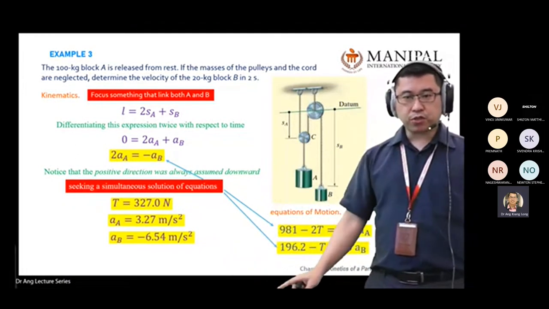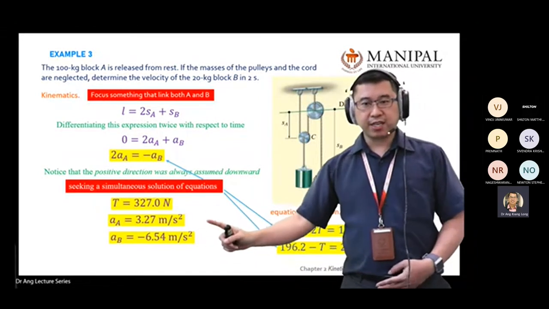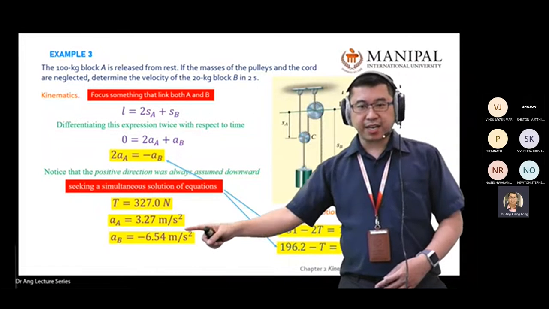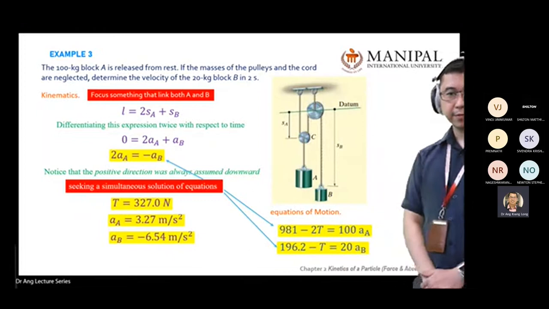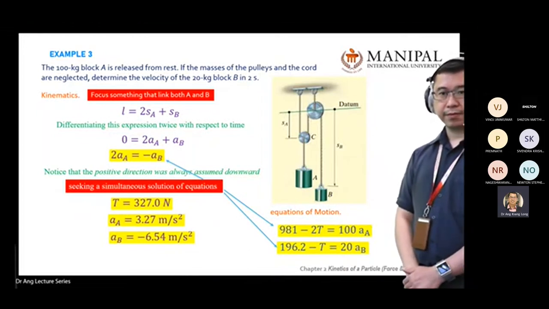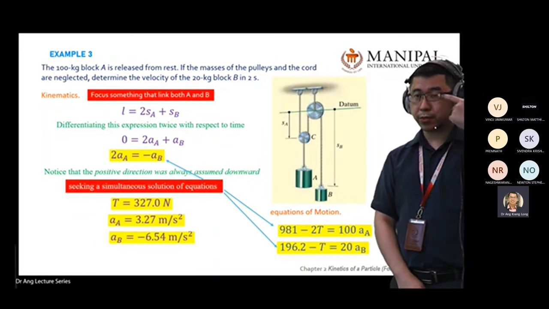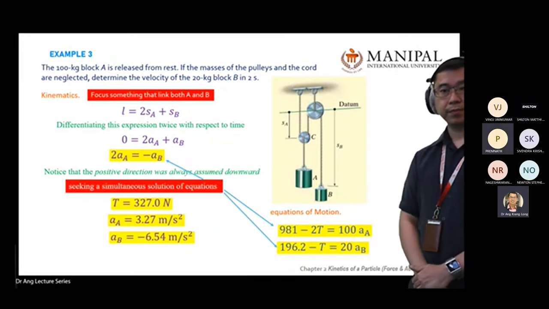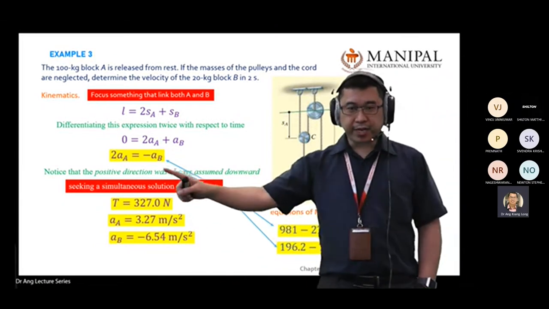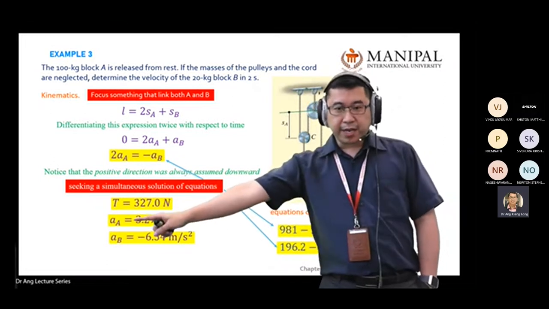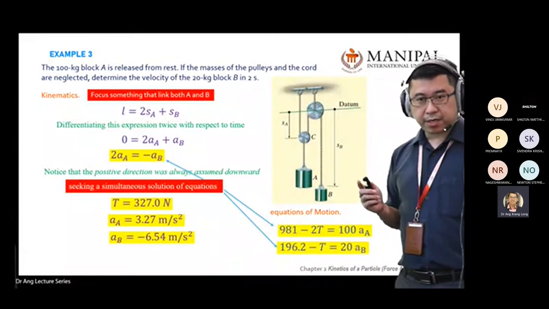Okay, any question so far? Any question you don't understand or you don't know how to get T, acceleration for object A, acceleration for B? Everyone good? No questions. Good. And remember, don't forget the negative sign. A is positive, yes, B will be negative. Don't forget about that. All right.